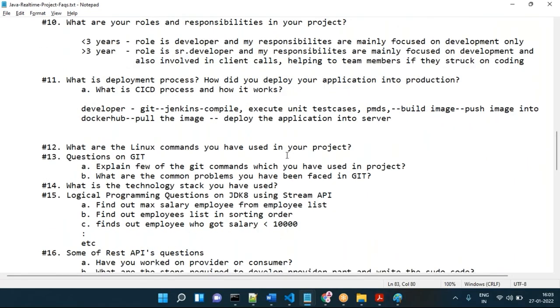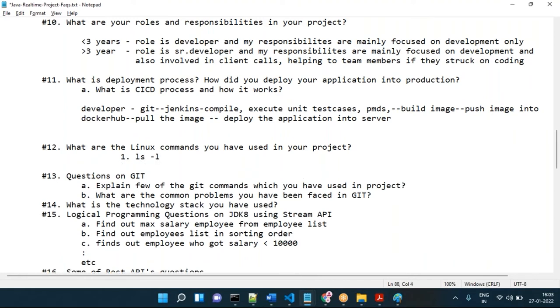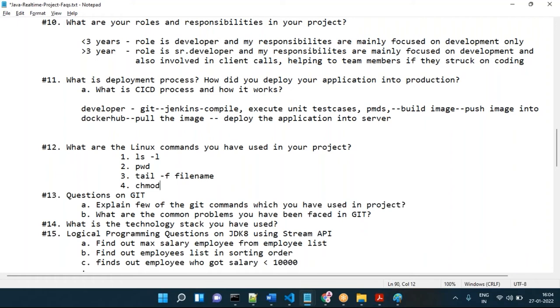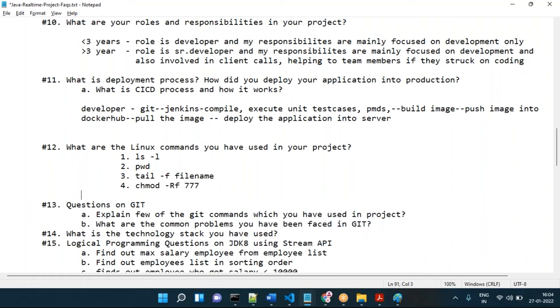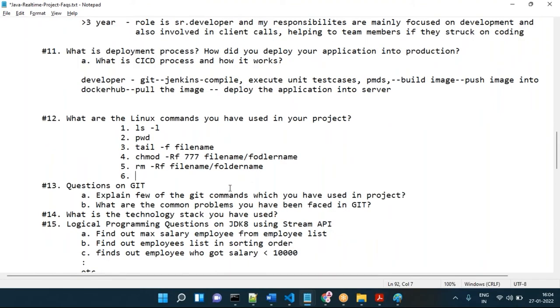Understood. Sometimes your interviewers ask, hey, what are the Linux commands you have used in your project? In our project, we are using Linux commands like ls -l, pwd, and so many commands like tail -f with a file name, and chmod 777 for read and write permissions. Next one, how to remove files: rm -rf with the file name. Understood, team? Like that, so many Linux commands are there.